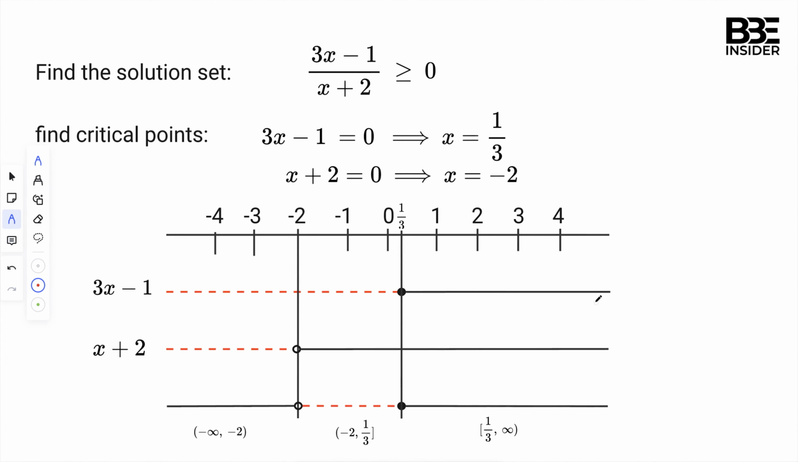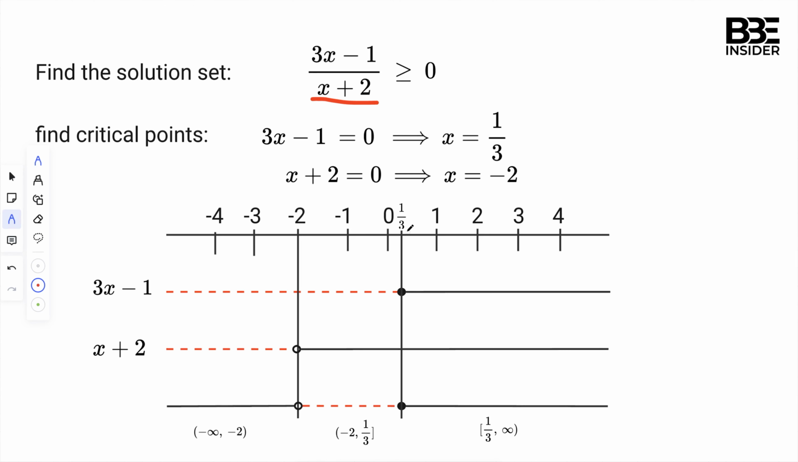The very first step, once again, is to identify the critical points. Setting the numerator equal to 0 helps us to obtain the very first critical point. The first critical point, when rearranging for x, is 1 over 3. The second critical point is -2. Note that we can't include -2 in the final solution set because this would lead to a division by 0. And as you know, a division by 0 is not defined in the set of real numbers where we are working.